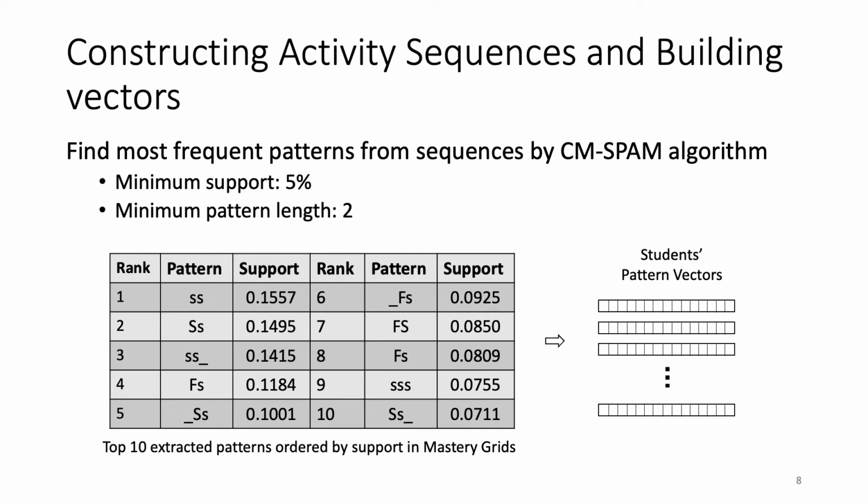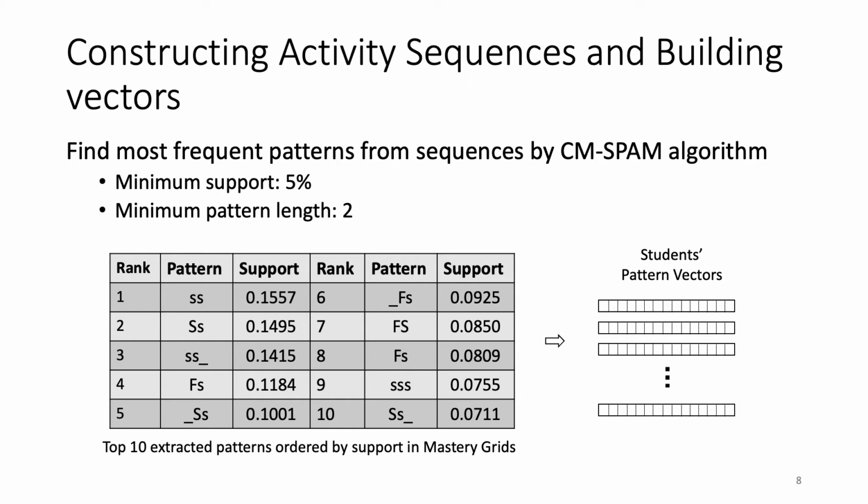To detect these micropatterns, we select the ones that are significantly repeated in all student sequences while being long enough to be meaningful. We use CM-SPAM, which is a frequent pattern mining algorithm, to extract high support patterns from the sequences. In total, we find 77 micropatterns and we use them as features. The top 10 most frequent micropatterns are shown in this table.